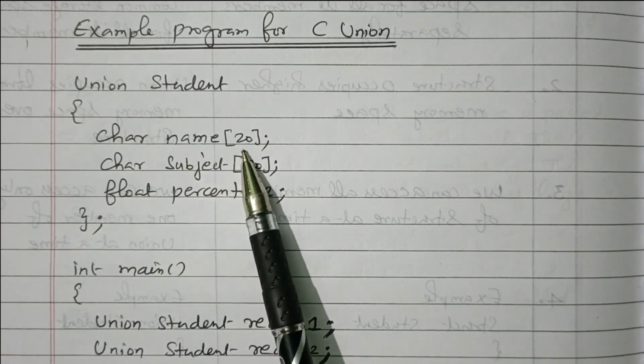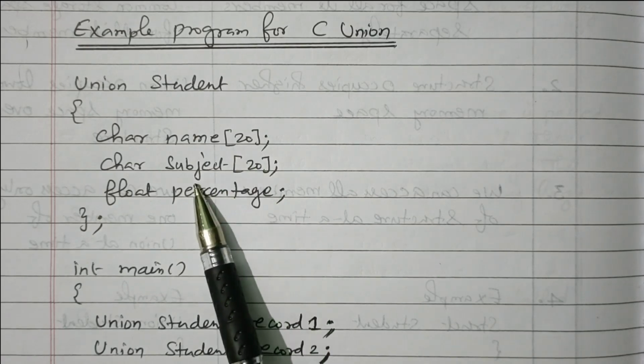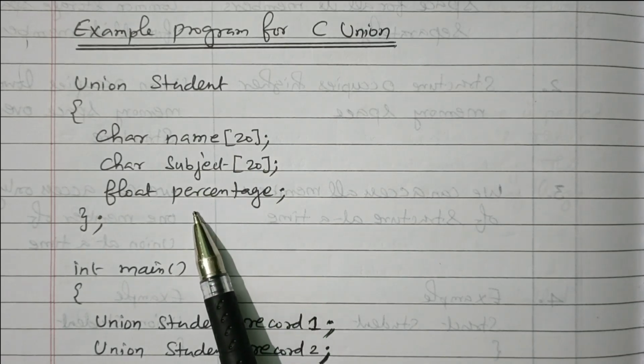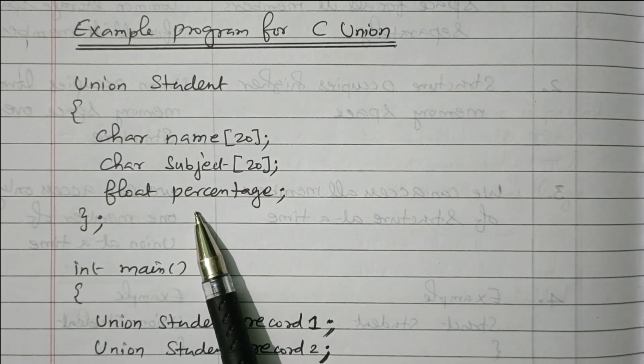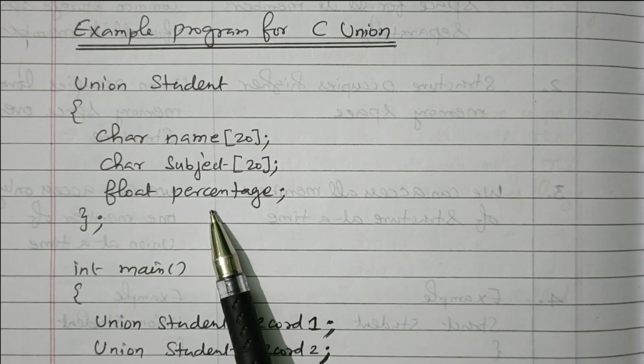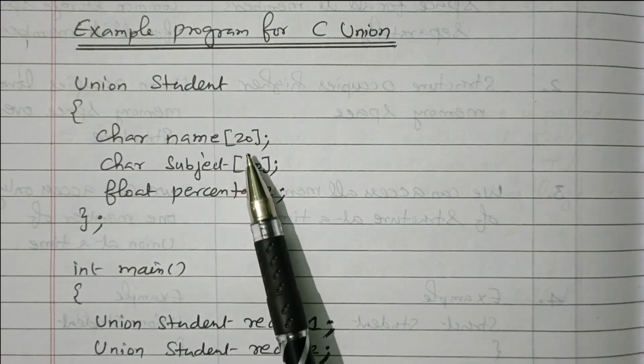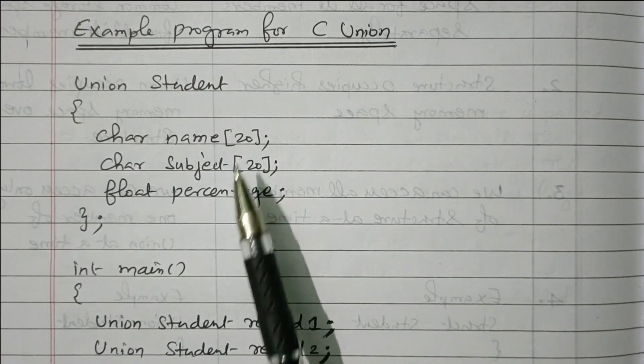See this name of 20, so 20 locations will be allocated, 20 characters. Here also 20 characters. Float normally needs 4 bytes, but already 20 is allocated, so no need to allocate separately for percentage. The maximum memory location we need here is 20 bytes, so it will allocate 20 bytes.